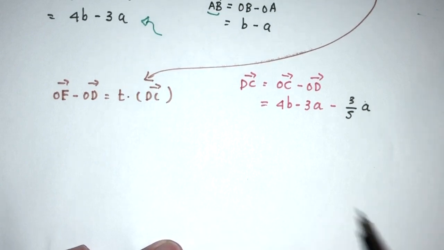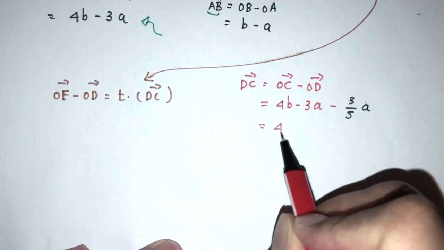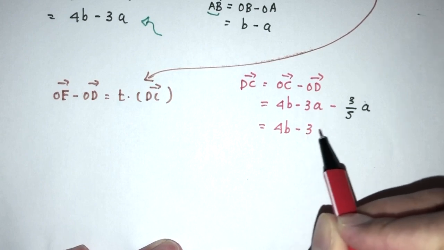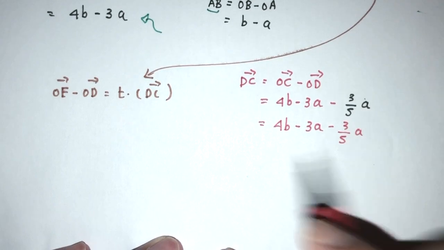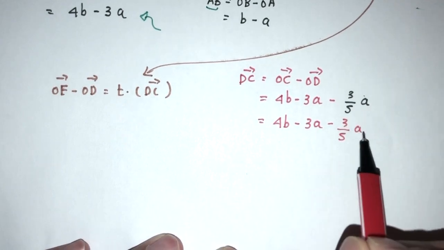So now we have this. Let me try to simplify. 4b minus 3. a minus 3 over 5a. That is my value for DC. Let's simplify this one because they have a.